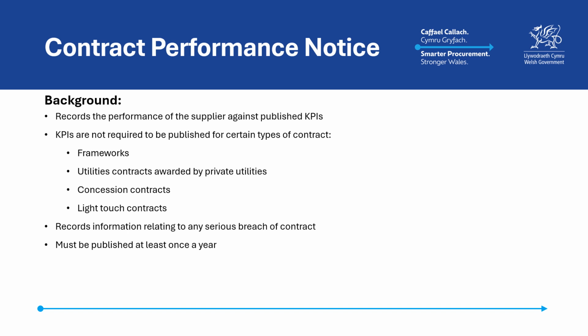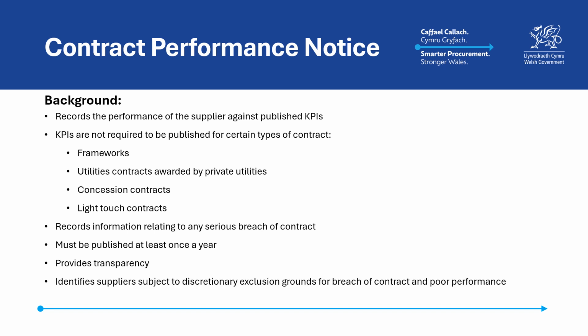The notice must be published at least once a year for contracts subject to the KPI requirements, and must also be published if there is a breach or failure to perform, except for light touch contracts. The publication of KPIs and information regarding breach of contract or failure to perform provides transparency to both contracting authorities and the public on supplier performance.